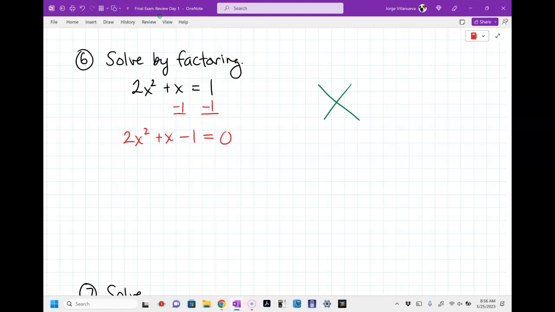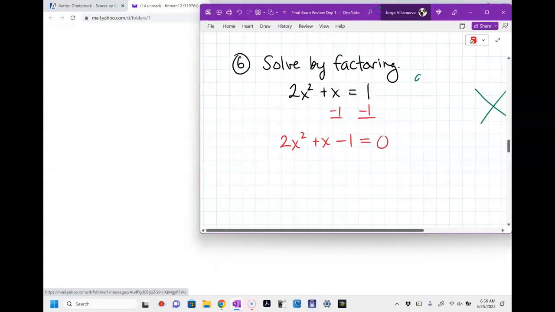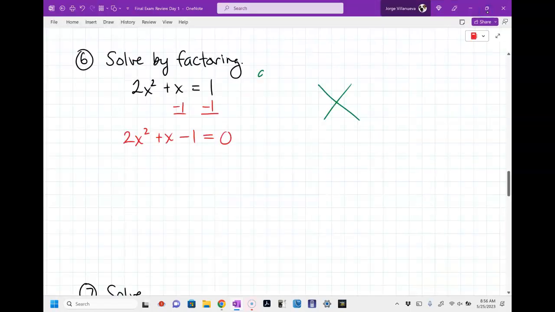But remember, the top, you're going to multiply a times c. That's 2 times negative 1, right? A is equal to 2, b is equal to positive 1, and c is equal to negative 1. So a times c is negative 2, b is 1. I've got to think of two numbers that multiply to negative 2 that add up to a positive 1. So a positive 2 and a negative 1.